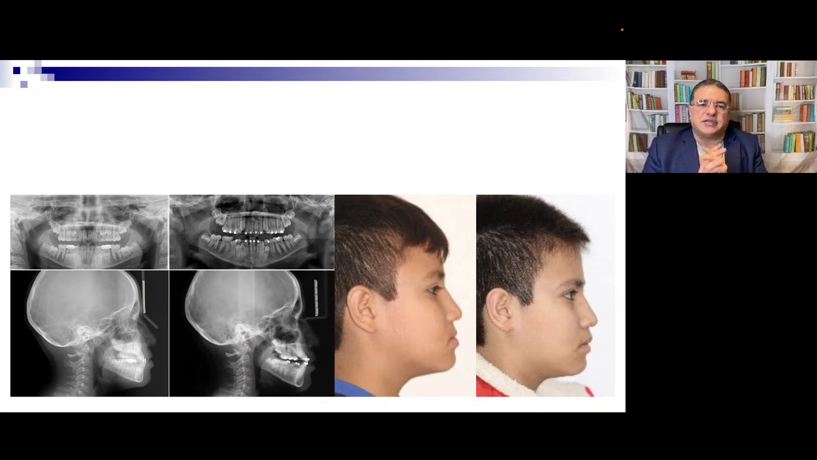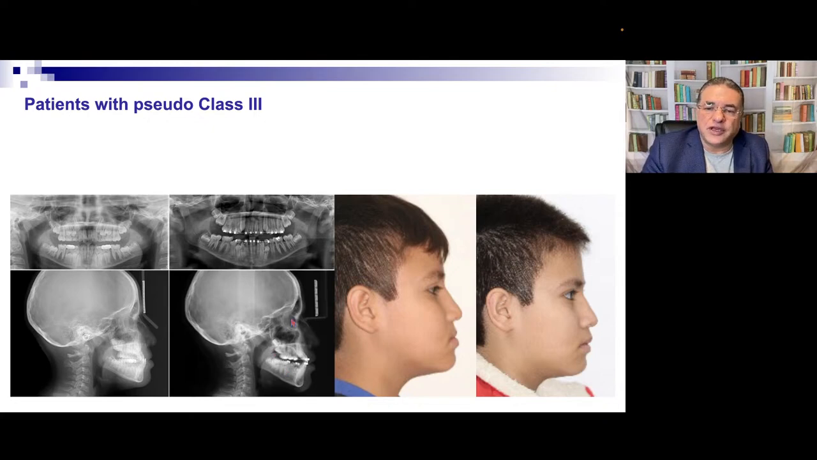Look at this patient. He's not a pseudo class 3. He doesn't have a CO-CR discrepancy, but if we treat them at the early stages, look at the changes that we can have in the profile. Of course, there is no orthopedic change. The patient is still class 3, but is growing in a better direction.